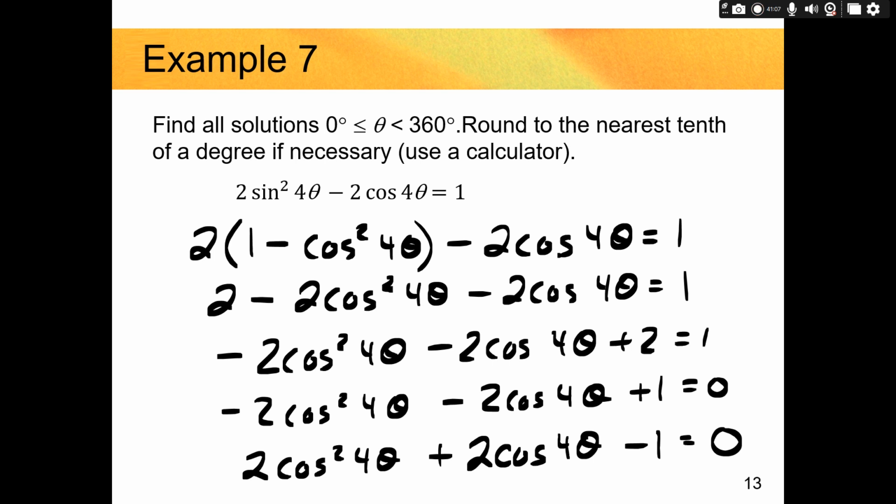Kind of going fast here, so keep up as we go. And this one, if you try to factor it, it will not factor nicely. You can put a 2 cosine 4x and then a cosine 4x, but it's not going to work. So we're going to have to use the quadratic formula. Here we go with 4.5 minutes left.